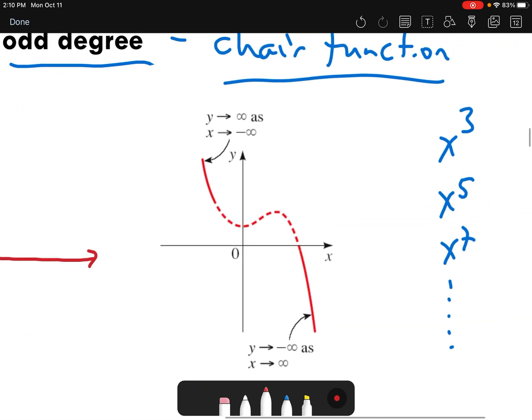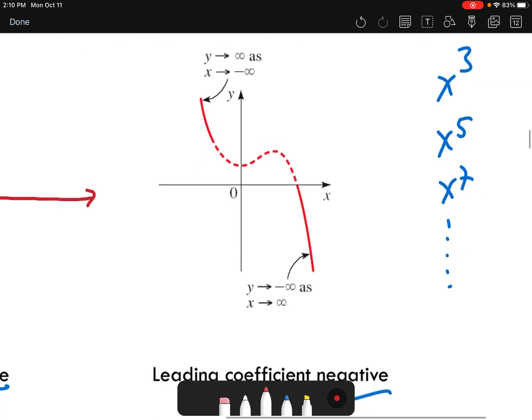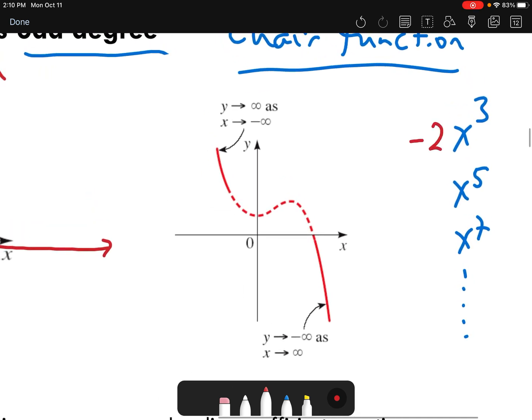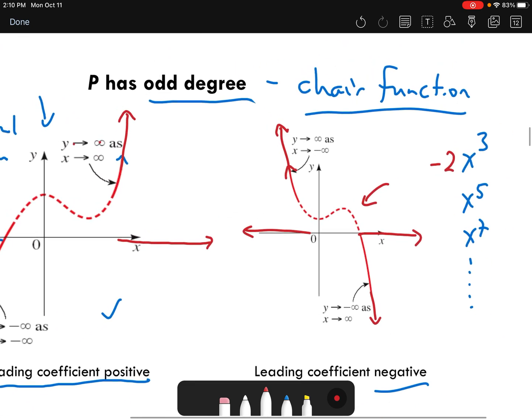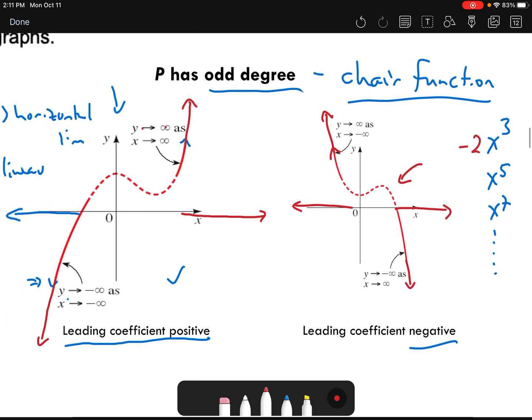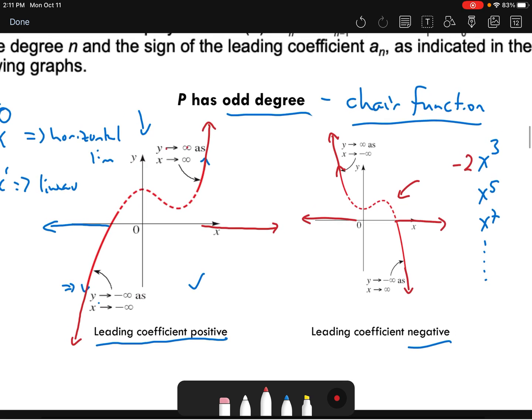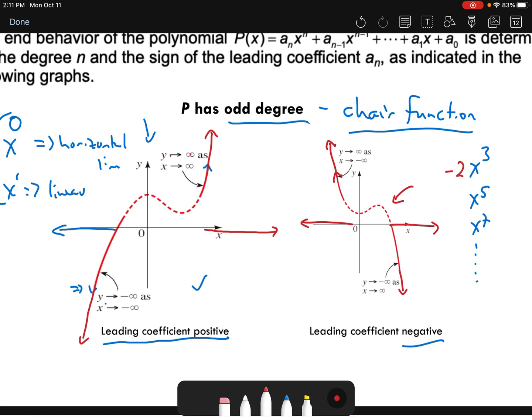Conversely, if you look at a chair function that has a leading coefficient that's negative, like negative 2x cubed, y approaches positive infinity as x approaches negative infinity, and y approaches negative infinity as x approaches positive infinity. So that arrow, the word is approaches. So those are chair functions. All of them with odd powers are going to look something like that.